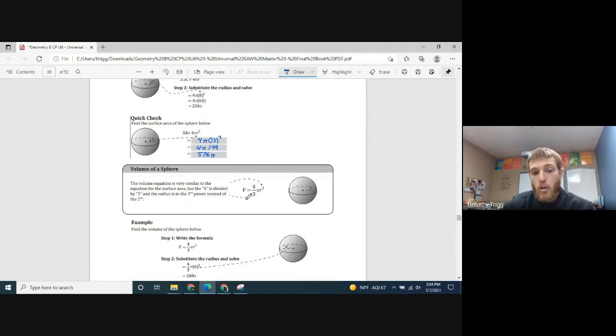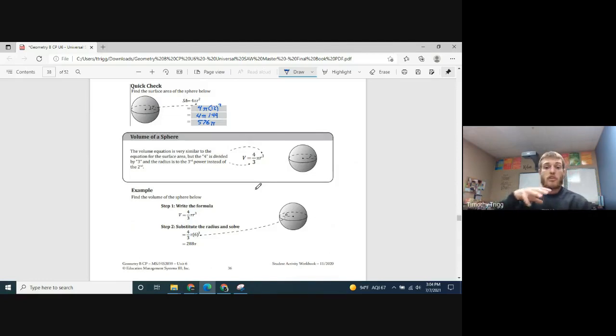Now, to find the volume of a sphere, again, that's the amount of space it occupies, you're going to be using this formula here. Volume equals 4/3 times pi r to the power of 3. So r cubed is what we would say, r to the power of 3.